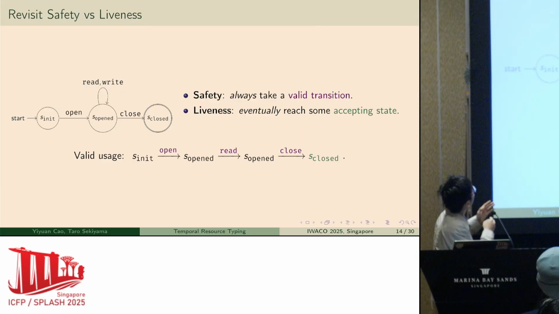Let's revisit the definition of safety and liveness again. In this transition system view, safety is a local requirement: you should always take a valid transition in each state. On the other hand, liveness is a more global requirement, which requires the visited states to eventually reach some accepting state. So here is a valid usage: you open, read, close. Each transition is valid, so it is safe, and eventually you also go into an accepting state. So this is a valid usage, satisfying both safety and liveness.